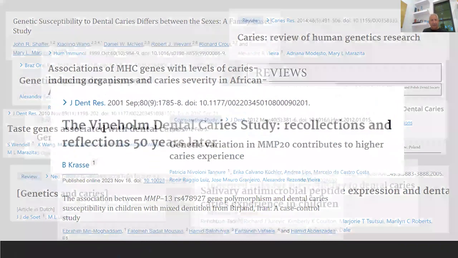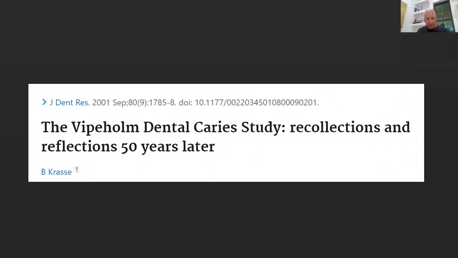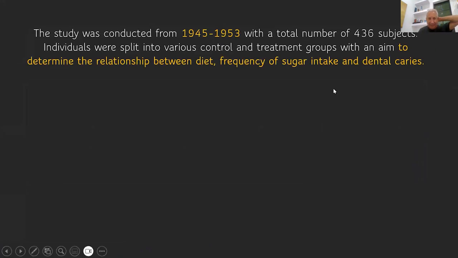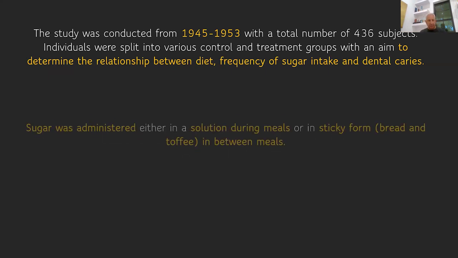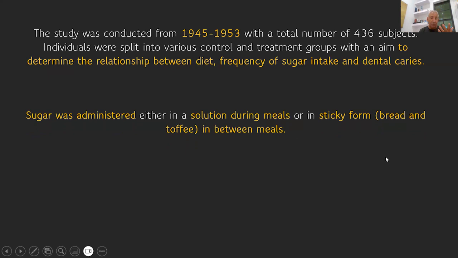I want to focus on the Vipeholm study. There's a lot of social issues on this study that we're not going to get into. The study goes back to 1945 and was conducted over 8 years. Individuals were split into two various groups and treatment groups. So you had a control group and treatment groups. And the aim was to determine the relationship between diet, the frequency of sugar intake, and dental caries. Sugar was administered in two forms: a solution during meals, or sticky food, bread and toffee, in between meals.